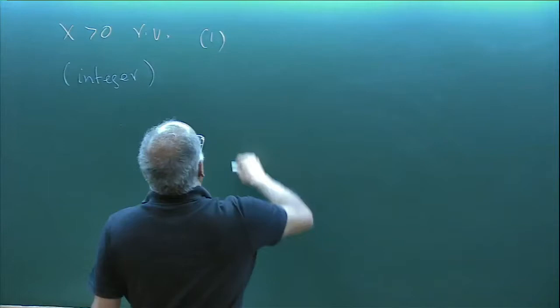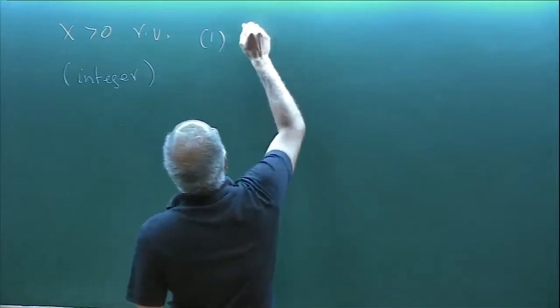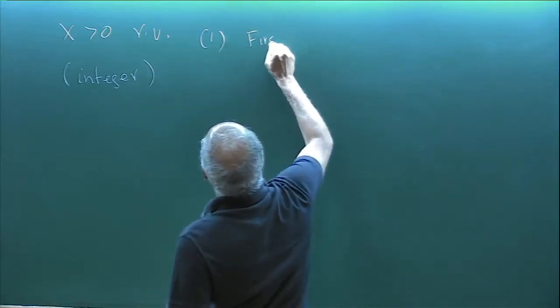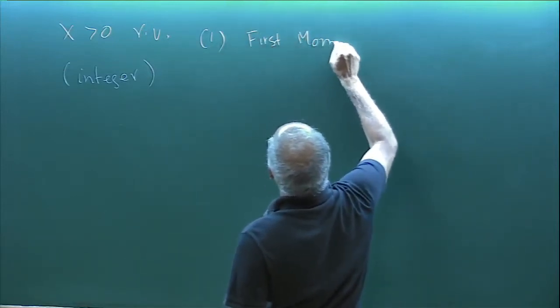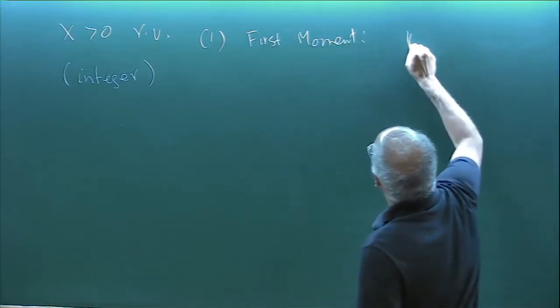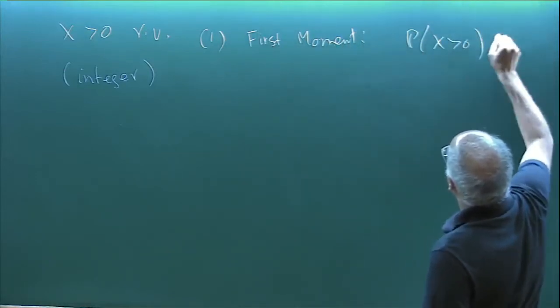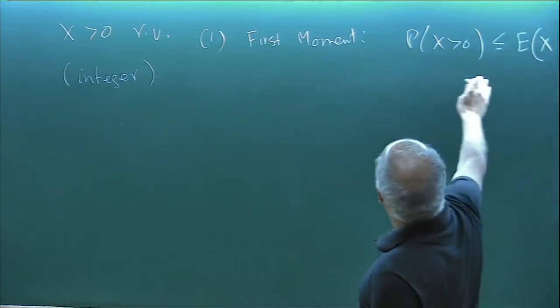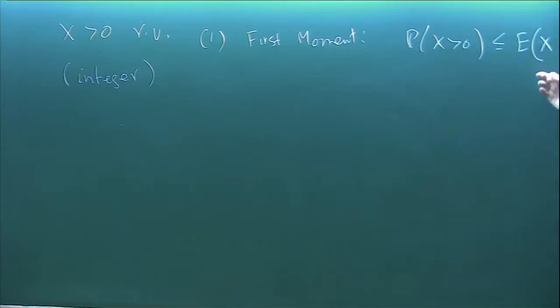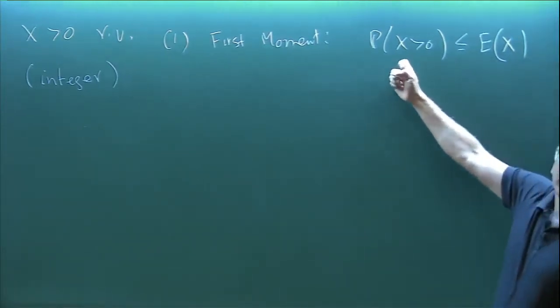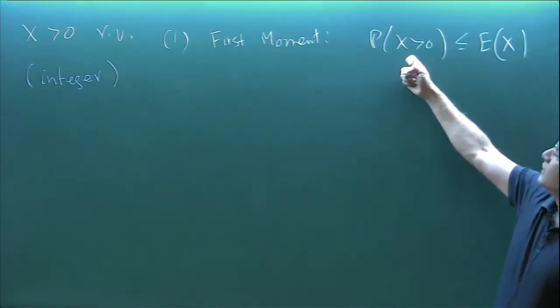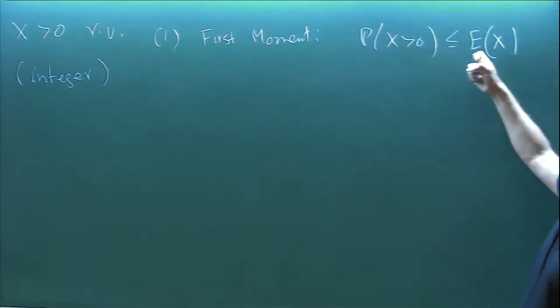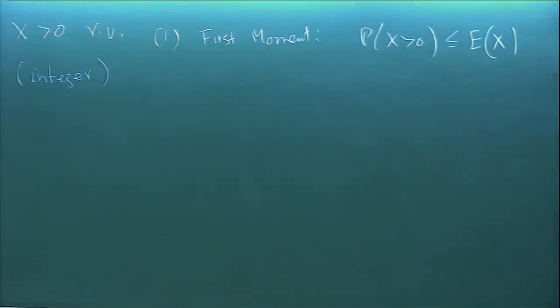If you have a non-negative random variable, and in combinatorics, we assume it's, in fact, an integer valued random variable. So the first moment method is simply using the observation that the probability it's positive can be upper bounded by the expectation, always, for a non-negative random variable. And if you want to show the probability that X is positive goes to 0, it's sufficient to show that the expectation goes to 0.